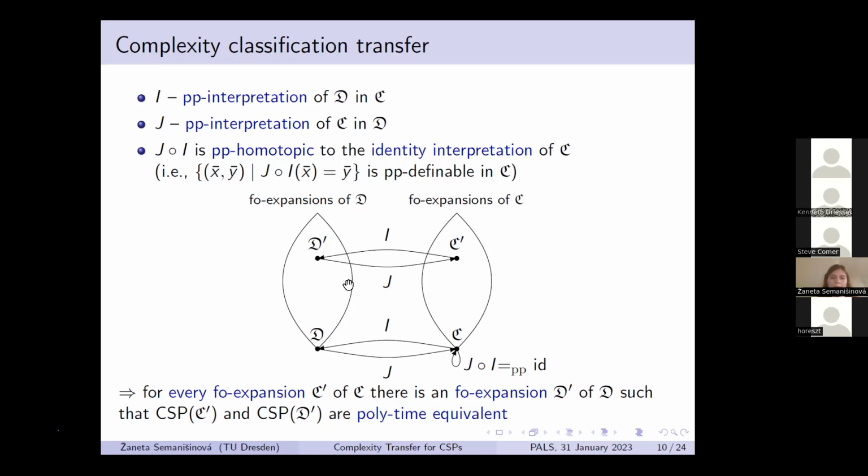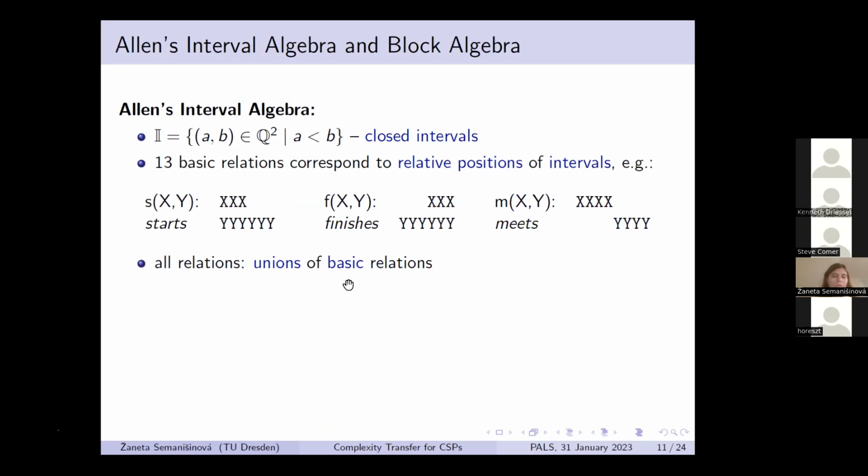Yeah, and so where can one use this? A well-known concept that appears in temporal reasoning in computer science is interval algebra. We take the universe of all closed intervals with rational endpoints, and we have 13 basic relations that correspond to relative positions of the intervals. For example, one interval starts the other, or they meet exactly at one point, and similar relations that overall cover all the possible options.